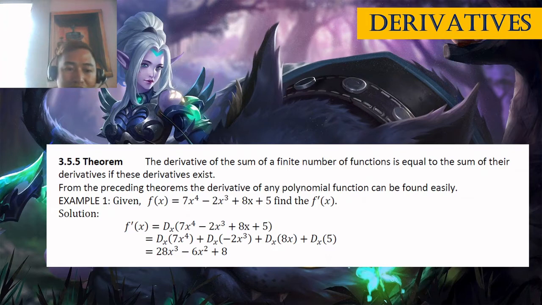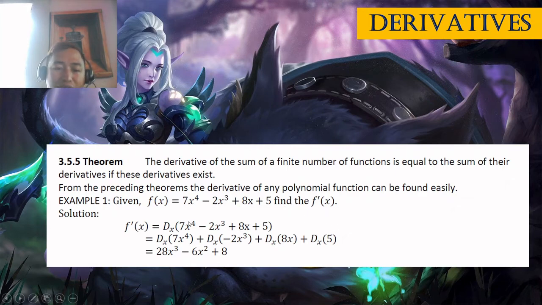Here is also an example. A theorem: the derivative of the sum of a finite number of functions is equal to the sum of their derivatives, if these derivatives exist. So, class, if there are many terms with plus or minus, we just take the derivative of each one.